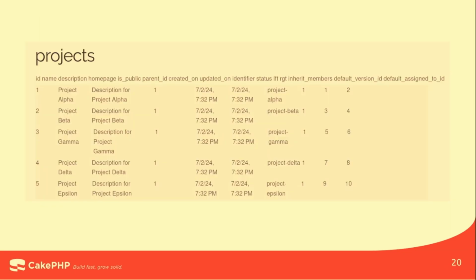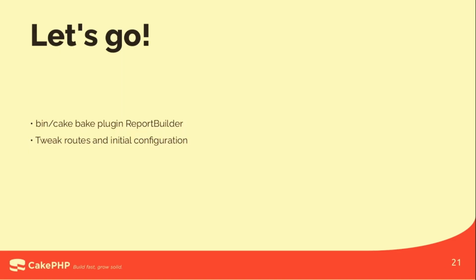And the result is going to be something like this, which is going to be the set of the columns and the data for everything, applying all the filters you want to go. Okay, so that's it. Let's go.